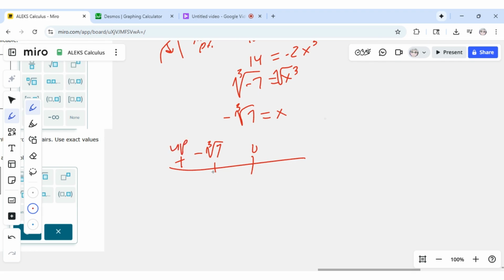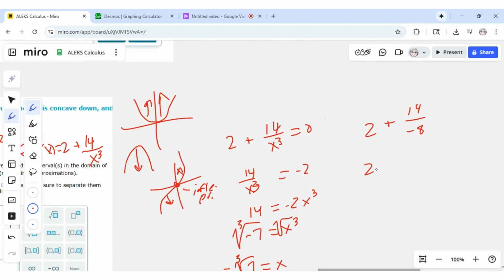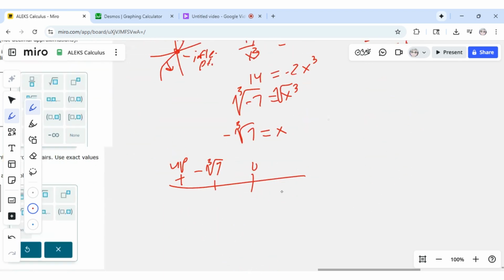Let's test this region in between, and let's see, a good number there would be negative 1. So let's plug negative 1 in here. That's going to be 2 plus 14 over negative 1, or 2 minus 14. That's definitely negative. So this is down, concave down in this region.